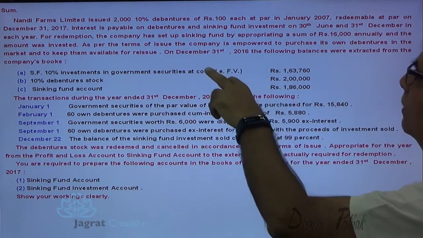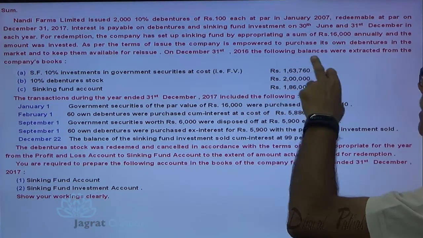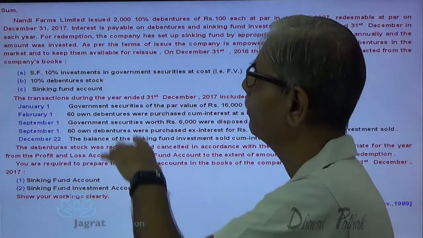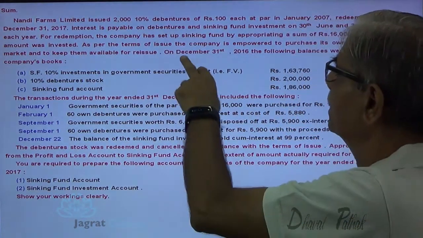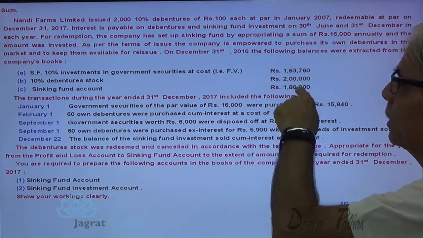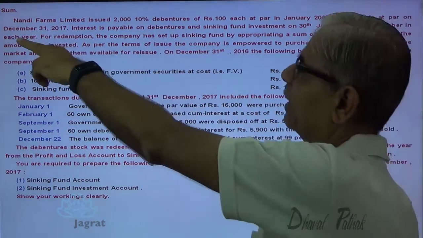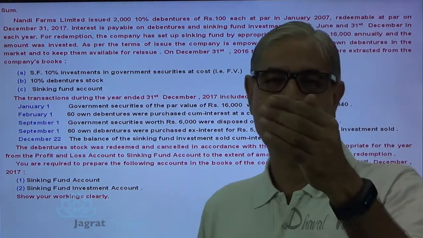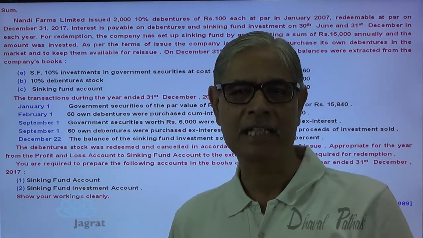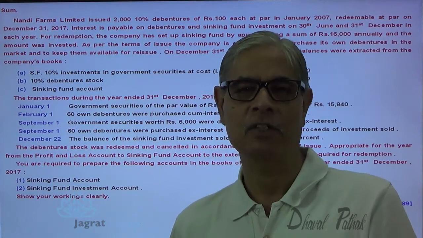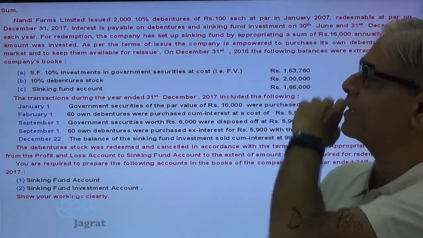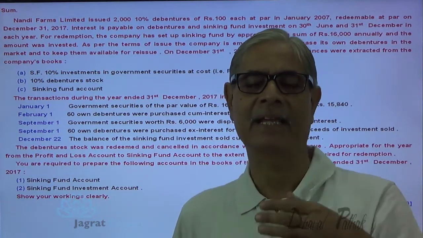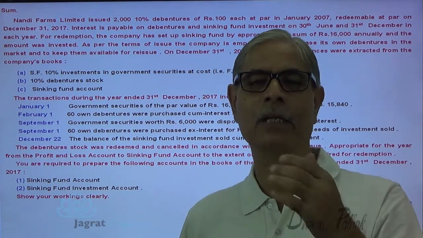And you are given that on 31st of December 2016, the following balances were extracted. So, this is 31st of December 2016, so these are the opening balances. We are required to redeem debentures on 31st of December 2017. So our accounting cycle starts from 1st of January to 31st of December, and here the interest dates are 30th June and 31st of December. So the interest payment cycle and the accounting period cycle coincide.